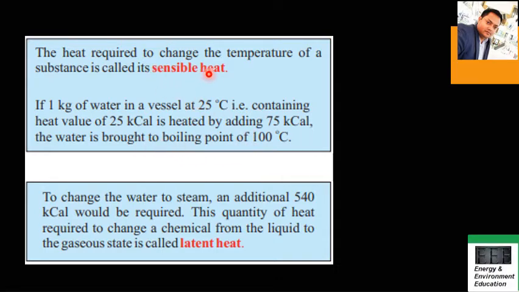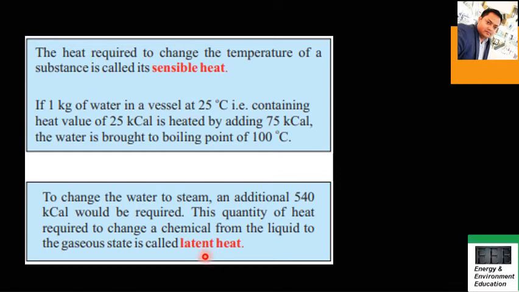The heat which is used to increase the temperature of the water from its initial stage to its final stage is called sensible heat. Here no change of state is taking place, friends. Only the temperature is increasing. The temperature increases from 25 degrees centigrade to 100 degrees centigrade, but there is no change of state. Water still remains in a liquid state, but the temperature is increasing. That heat absorbed is called sensible heat.